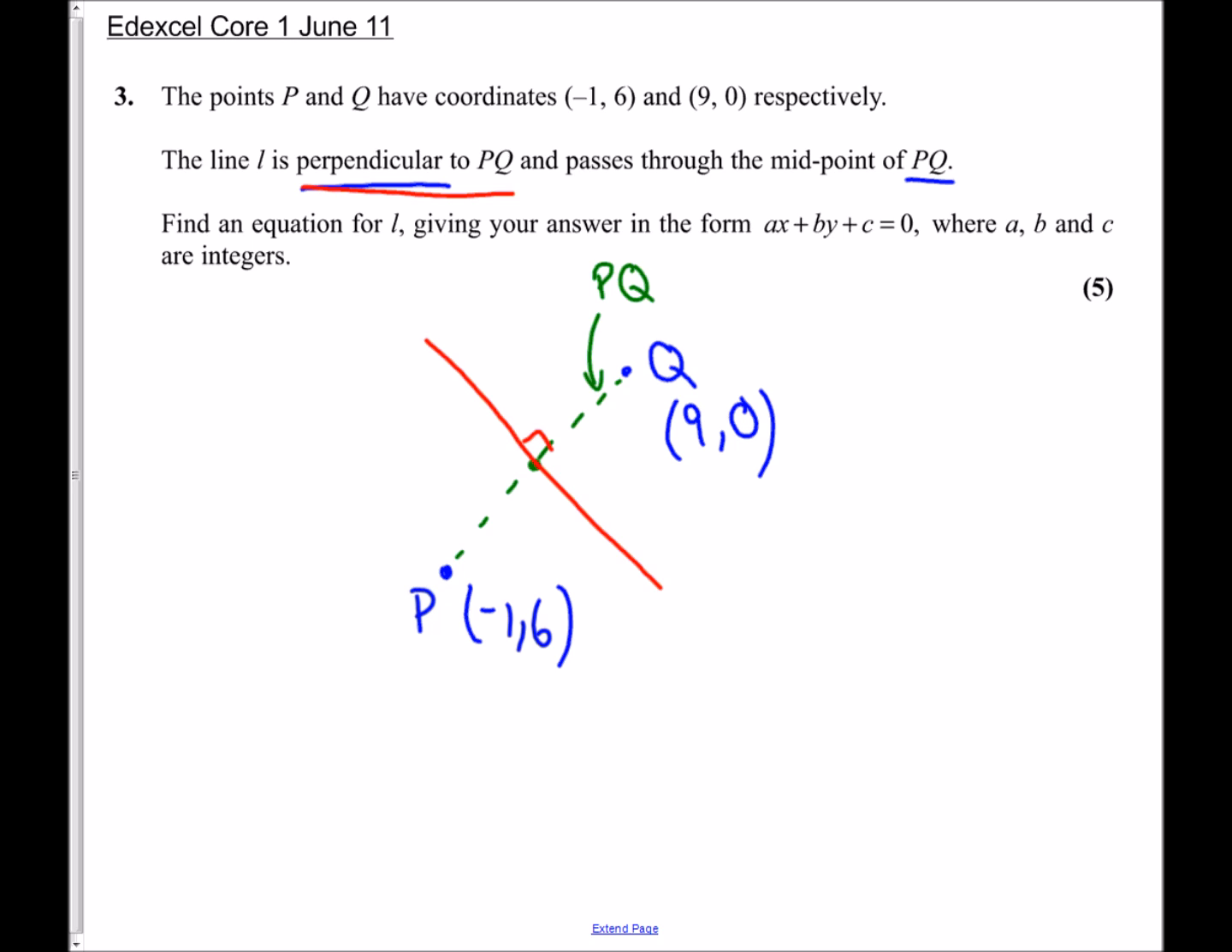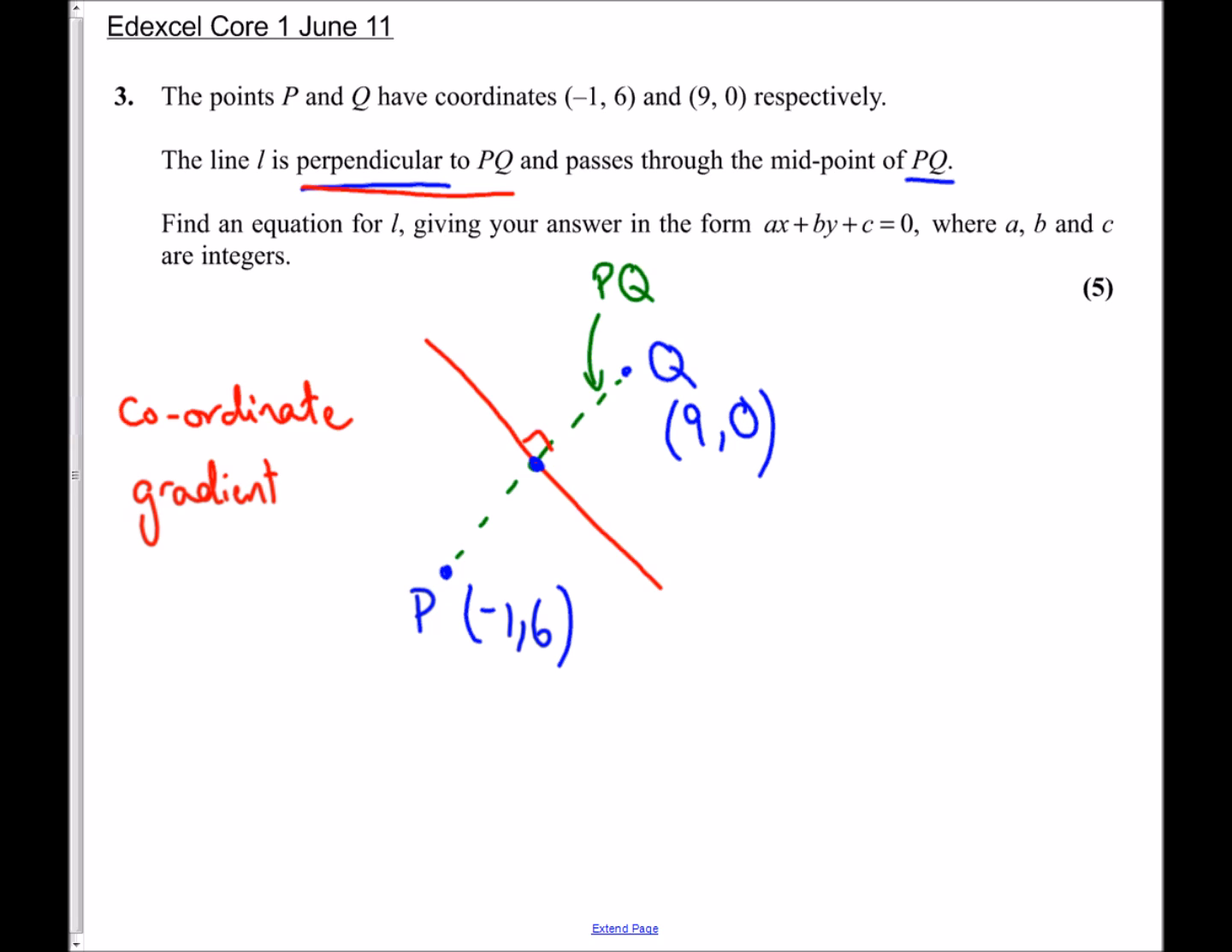So, as usual, we're looking for the equation of a line. I need 2 bits of information. We know that I need to find a coordinate on the line, and we need to find the gradient of the line. So let's start with finding the coordinate on the line. Well, there's one coordinate which I know about on the line. That's the coordinate which is the midpoint of PQ. So let's see if we can find the midpoint of PQ.